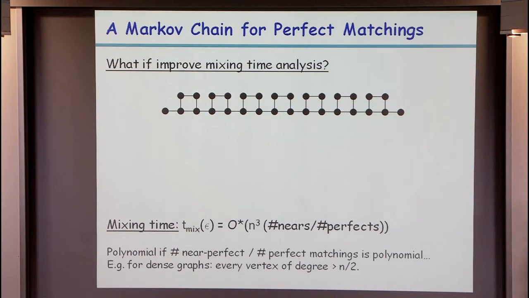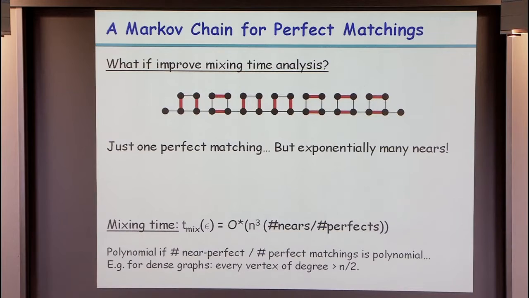Well, what if my graph, my input instance looks like this? Well, how many perfect matchings are there? Like 1, because the endpoints have to be matched, and it just goes that there's just one perfect matching. But how many near perfect matchings are there? Well, if I leave the endpoints unmatched, then I have exponentially many near matchings. Every one of my little boxes has two choices.